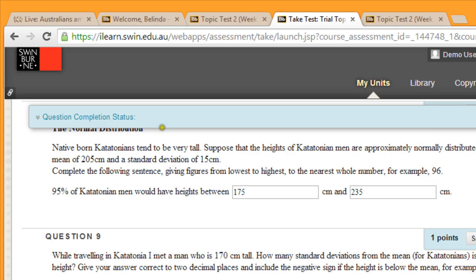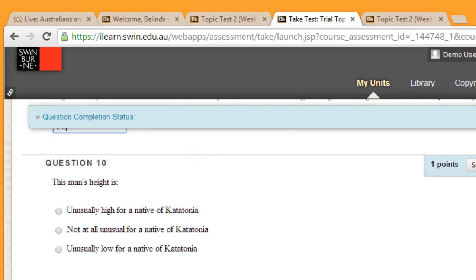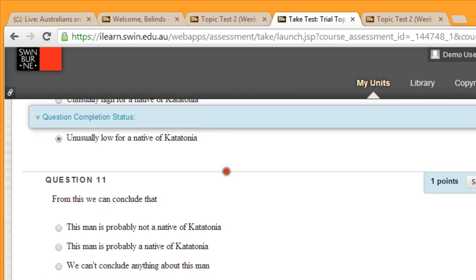Now we knew that the z-score was going to be more than 2 standard deviations from the mean, because this figure, 170 centimetres, is not within 95% of scores. So this person is extremely short for a Catatonian. It's a very unusual score because it's a z-score that's more than 2. More than negative 2 is an unusual z-score, and more than positive 2 is an unusual z-score. So this man's height is unusually low for a native Catatonian. From this we can conclude that the man is probably not a native of Catatonia. The man is probably a native of Catatonia.